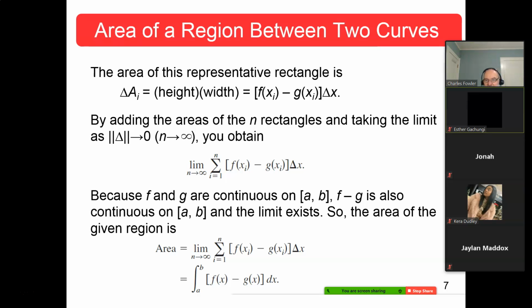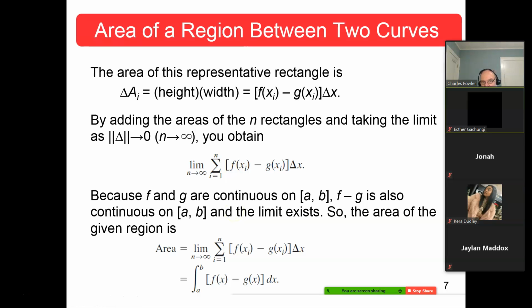By adding those areas of the n rectangles, then take the limit as the norm, that's what that's called, the norm, that's the length of the largest one of those widths there, approaches 0. That means all the smaller ones have to be at 0. In other words, n is going to infinity. You go from this limit here of a summation from i equals 1 to n of the difference between those times delta x, and the summation becomes an integral, and the integral is the difference between those two functions, and then the delta x goes to dx. Okay, that would be the area.